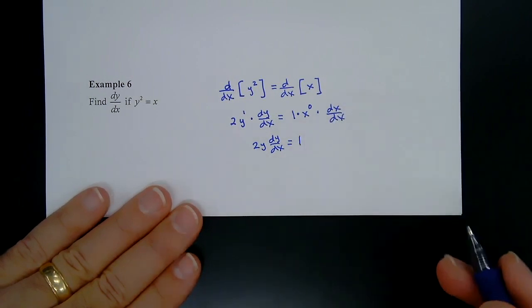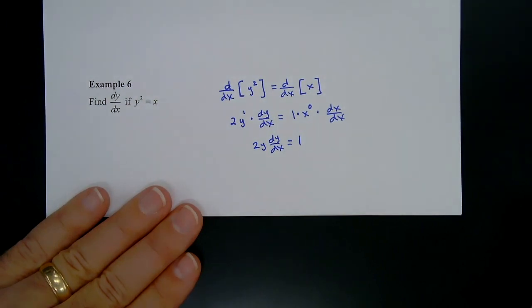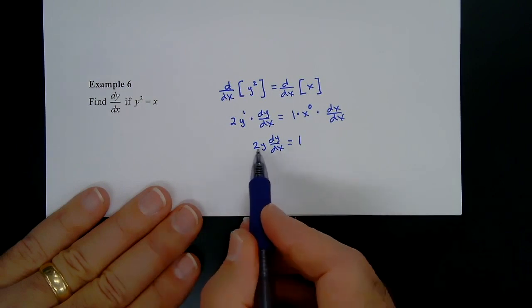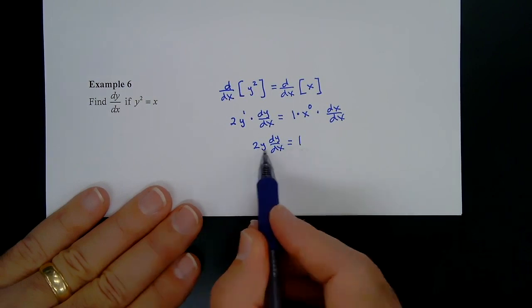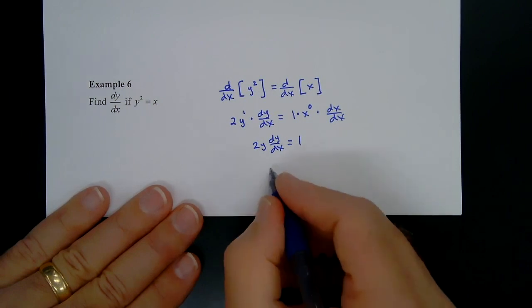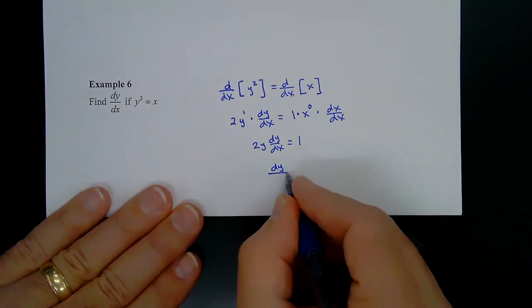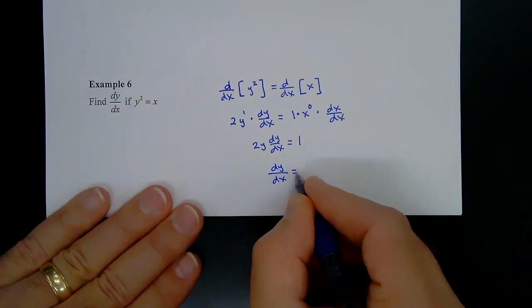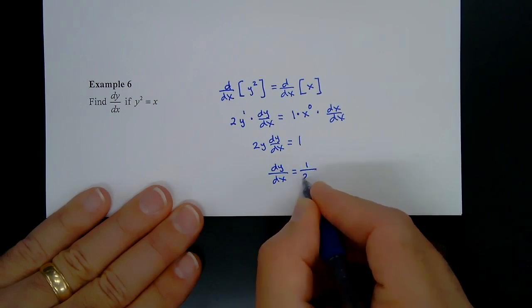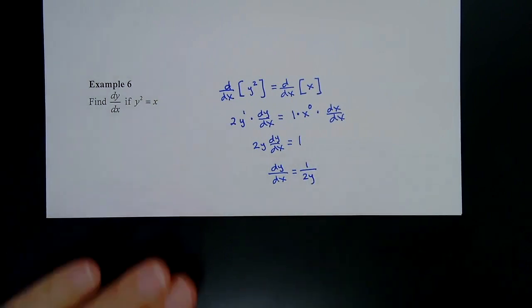All right. And so how do you find what dy over dx is? So what you have to do is get dy over dx by itself. We're multiplying dy over dx by 2y. So to undo that, we're going to divide both sides by 2y. So dy over dx is equal to 1 over 2y.